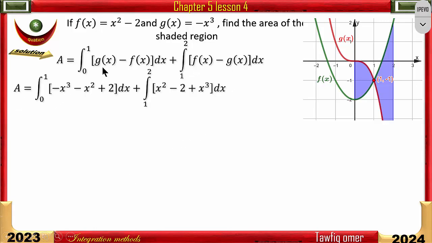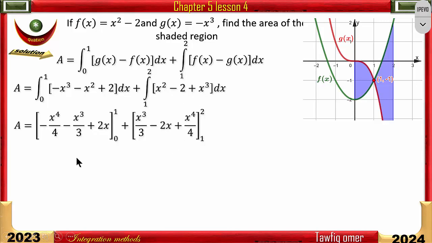By replacing the values of g of x and f of x, A is equal to integration from 0 to 1 of minus x cubed minus x squared plus 2, and from 1 to 2 of x squared minus 2 plus x cubed. The integration of minus x cubed is minus x to the power 4 over 4. The integration of minus x squared is minus x cubed over 3, plus the integration of 2 is 2x, from 0 to 1.